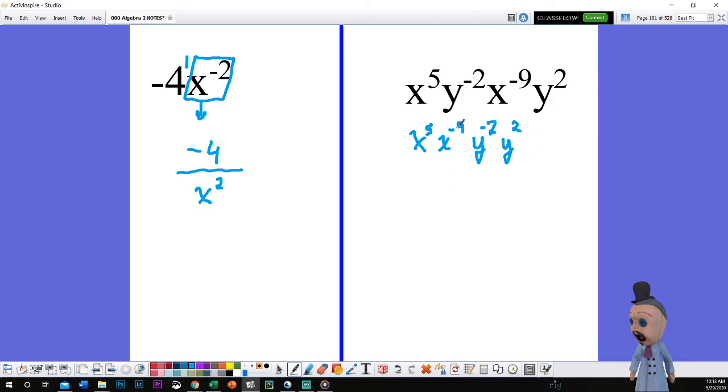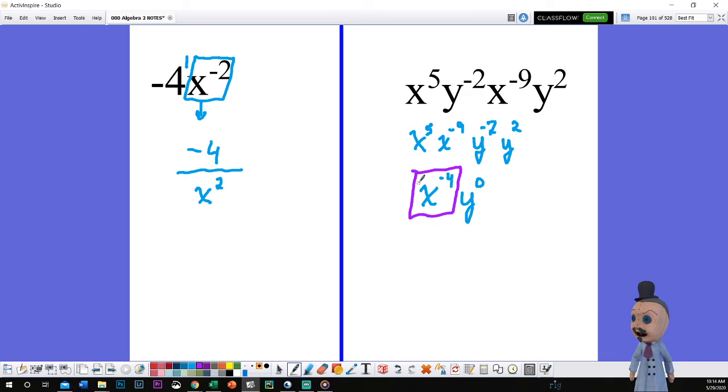And we know to add the exponents, so we've got 5 plus negative 9, that's going to give us a negative 4, and then negative 2 plus 2 gives us 0. Finally, our next step is, remember, we never ever have a negative exponent in our final answer. We're always going to have positive exponents.